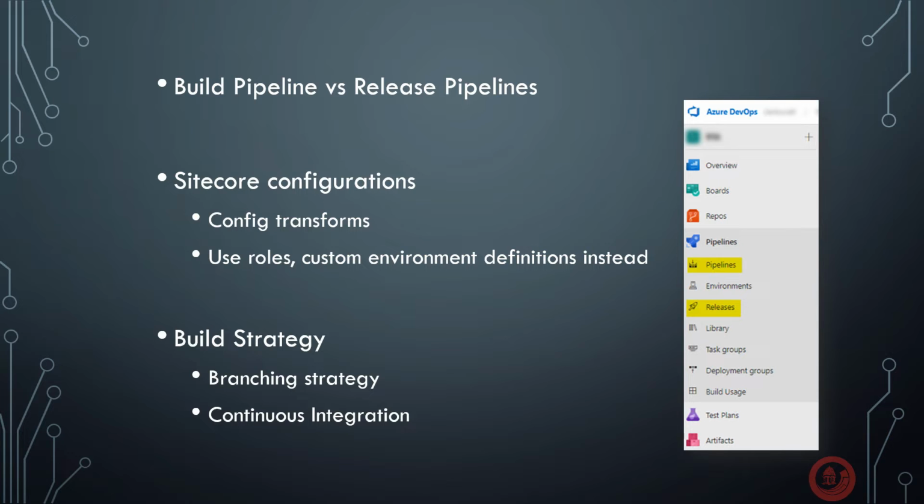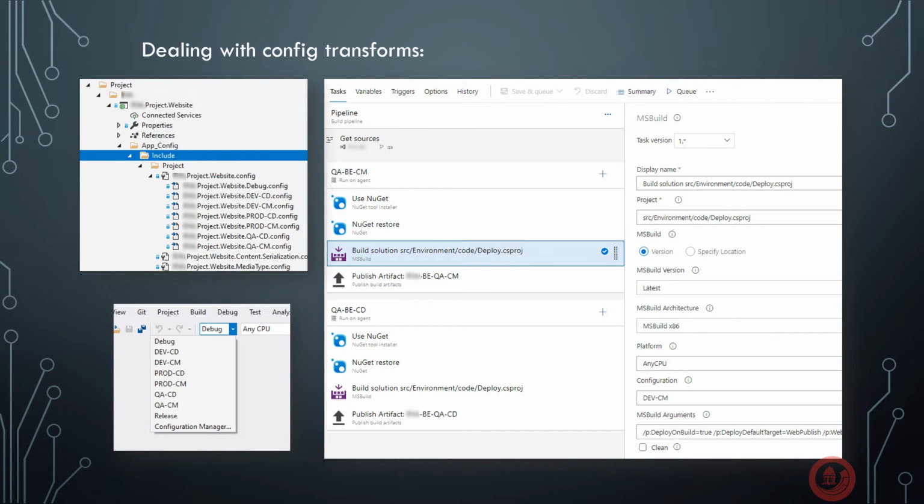So I would not suggest going with config transforms if you're using a new instance, because there's a much better way of doing that using roles. But in the case of config transforms, for a given configuration you'll have multiple transform files, and I had a bunch of build configurations in Visual Studio corresponding to these transforms. So to deal with this in the build pipeline, I had to create configuration-specific builds. For each configuration, I had a separate build in place. And this is how I was dealing with it.